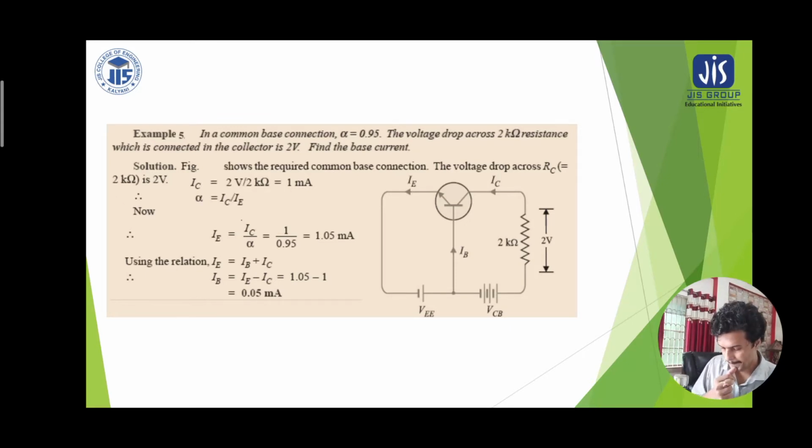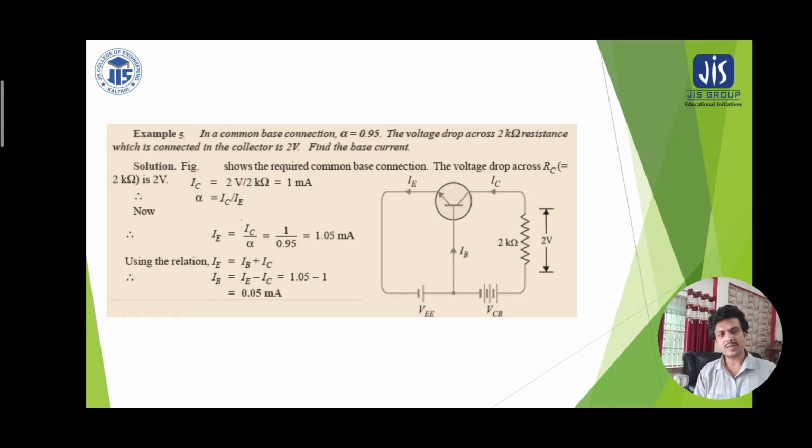Now here alpha can be written as the ratio of the collector current to the emitter current. Therefore emitter current is equal to IC by alpha, that is 1 by 0.95, that is 1.05 milliampere. Now using the relation emitter current is equal to base current plus collector current, therefore base current is the difference between emitter and collector current, that is 1.05 minus 1 gives us 0.05 milliampere. So therefore this configuration is common base configuration, which shows the base current is equal to 0.05 milliampere.